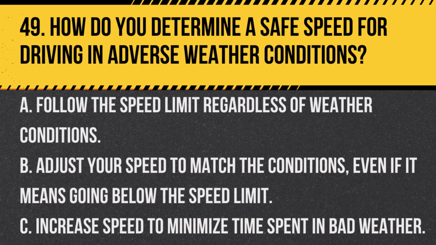Question 49. How do you determine a safe speed for driving in adverse weather conditions? A. Follow the speed limit regardless of weather conditions. B. Adjust your speed to match the conditions, even if it means going below the speed limit.